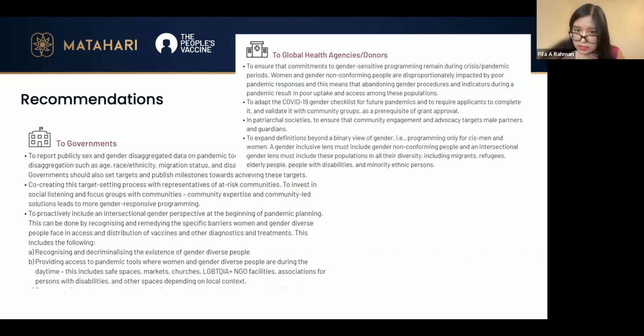We think that the COVID-19 gender checklist should be adapted for future pandemics and be used as a prerequisite and not just sent to countries, and to expand definitions beyond a binary view of gender. So we've got several other recommendations in there. So please do read the report, and we welcome feedback and your thoughts on it as well.